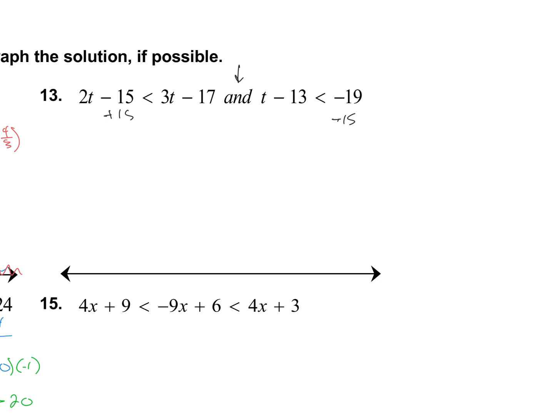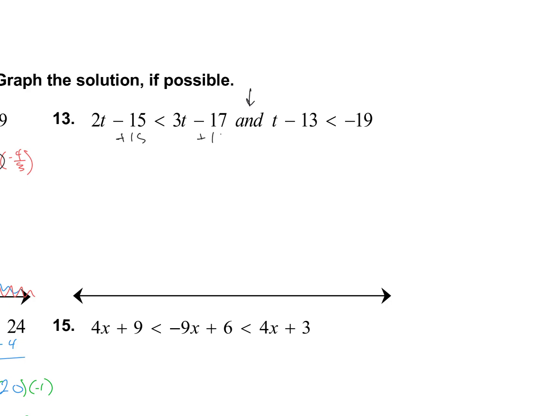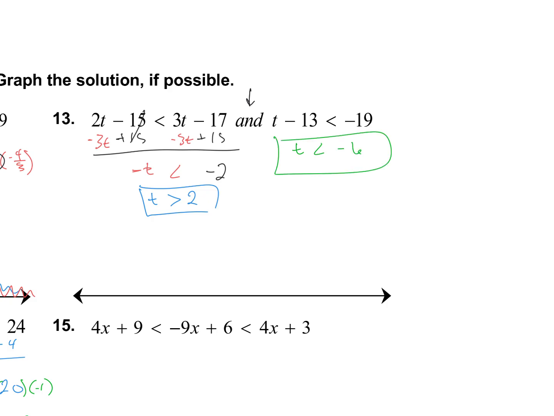This word basically says, hey, we're going to separate you guys, and you're going to work on your own problems, okay? So plus 15 cancels. We get -2. I'm going to subtract 3t, and I get -t is less than -2. That's really t is greater than +2 now. And then this one, we're going to add 13. And that's it. So, boom, done.